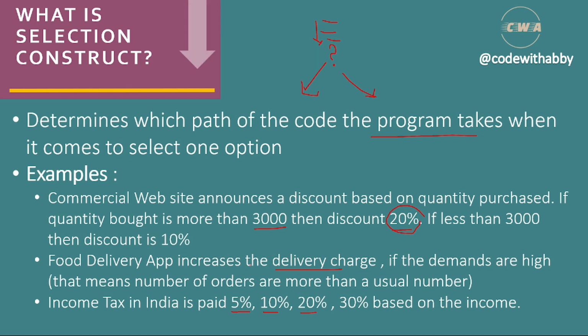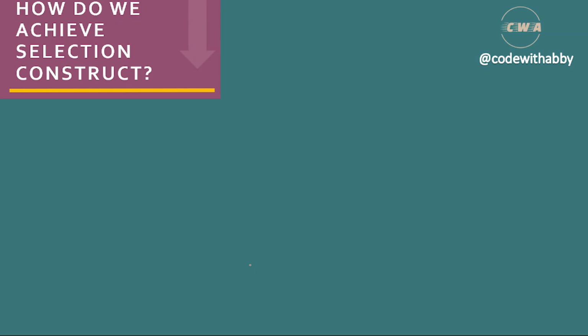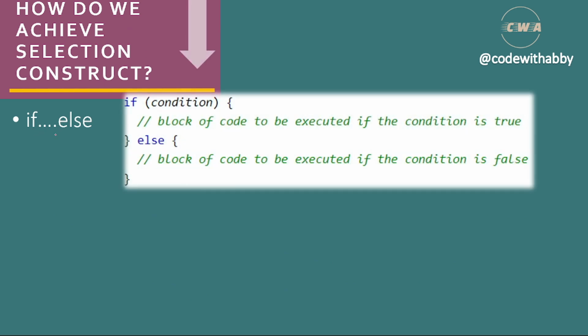We are going ahead to understand how we can achieve the selection construct in C language. In order to achieve it, we can write an if else statement. So if, followed by a small bracket, and in the small bracket you write the condition, and then the curly brace starts. Everything that falls under the if block runs if the condition is satisfied. If the condition doesn't satisfy, then it will come to the else block. So we write if condition, curly brace start and close, else curly brace start and close. This is the simplest example of if else.